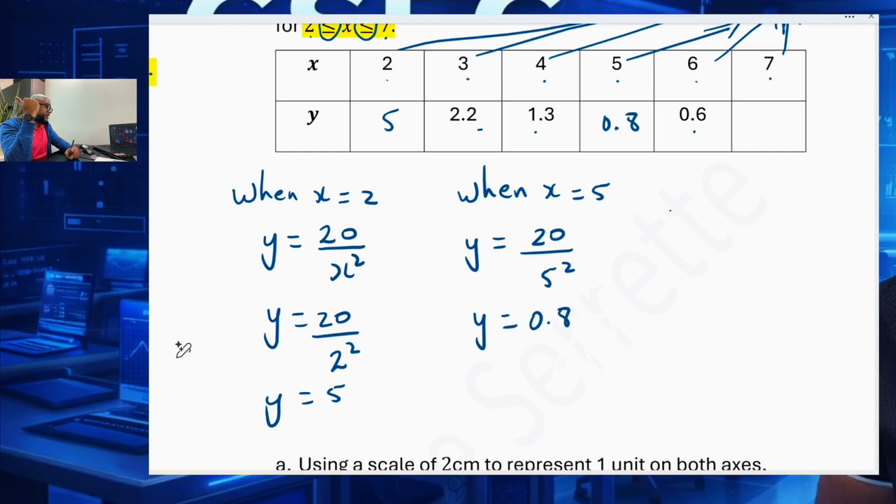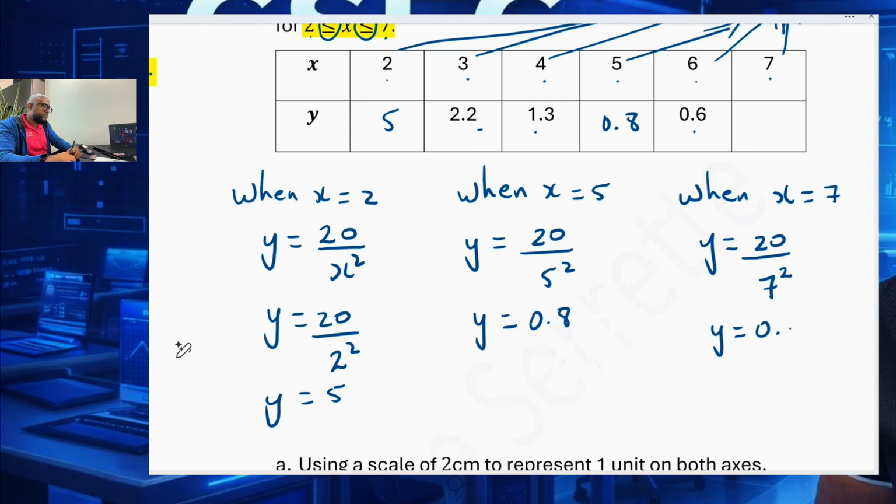Last situation here. When x is equal to 7, y is equal to 20 over 7 to the power of 2. Remember it's x squared. Replace x with 7, right? So this will be y is equal to 20 divided by 49, which will give me 0.4.